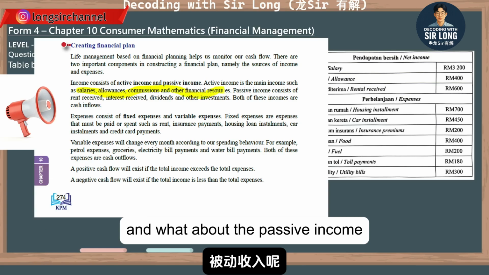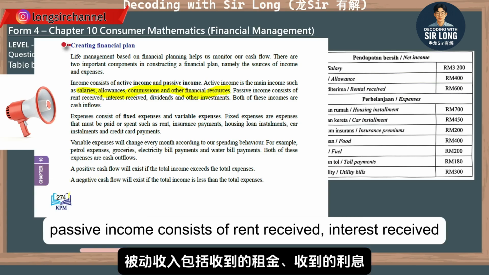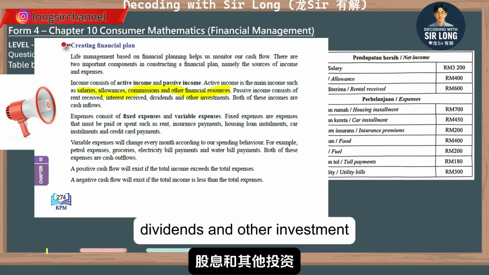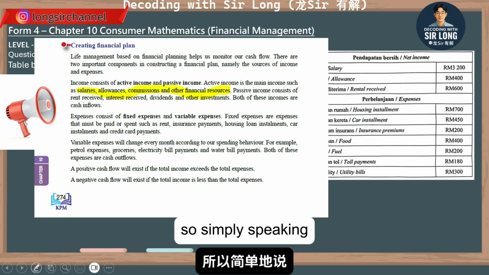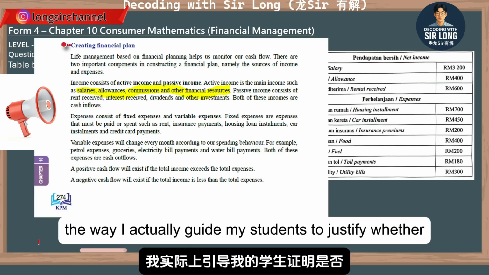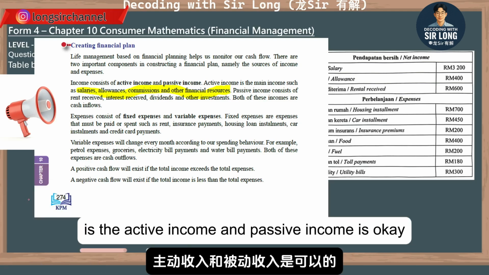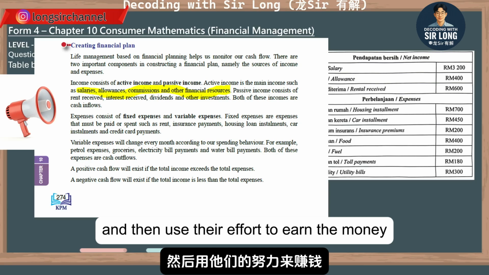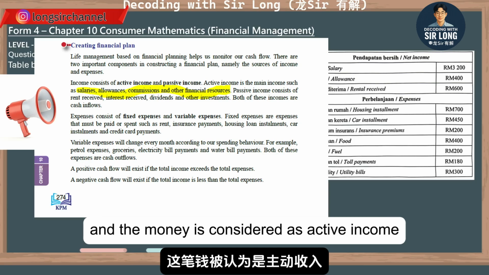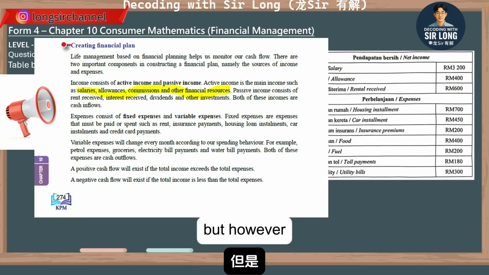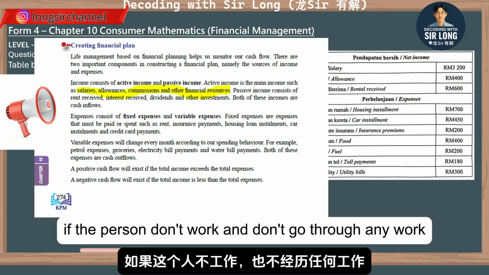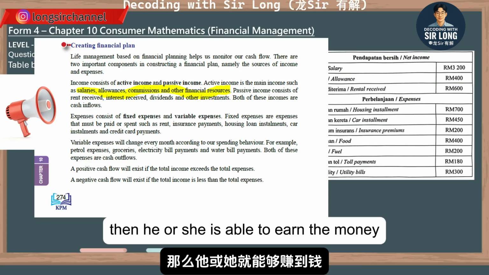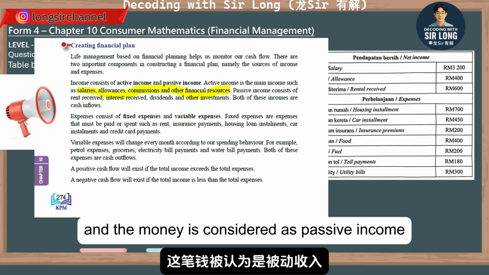And what about passive income? Passive income consists of rent received, interest received, dividends, and other investments. Simply speaking, the way I guide my students to justify whether it's active or passive income is this: as long as the person has a job and uses their effort to earn the money, it is considered active income. However, if the person doesn't work and doesn't go through any work, yet is able to earn the money, it is considered passive income.